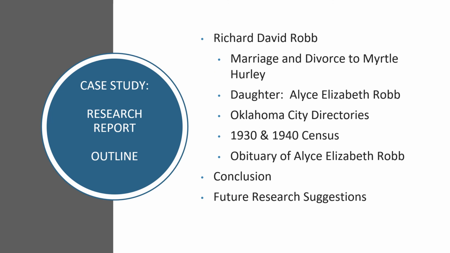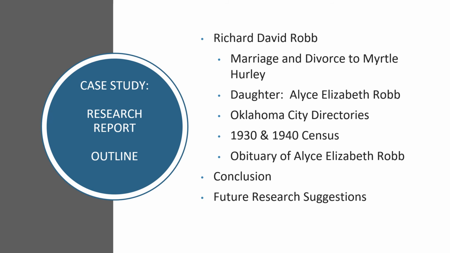Then I wanted to come back to the documents and talk about Richard David Robb because we've identified him as a possible candidate. And I talked about his marriage and divorce to a Myrtle Hurley, which I discovered through documentary research. And I discovered that they had a daughter, Alice Elizabeth Robb, who happened to be named in a pedigree of the DNA match.